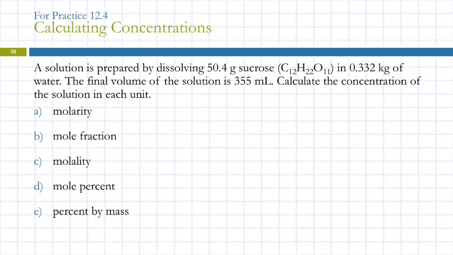Okay, and then we just have this one example here. So a solution is prepared by dissolving 50.4 grams of sucrose in 0.332 kilograms of water. The final volume of the solution is 355 milliliters. Calculate the concentration of the solution in each unit. So we get a lot of practice in one problem here. Okay, well, let's start at the top.